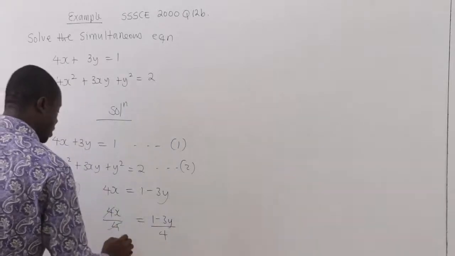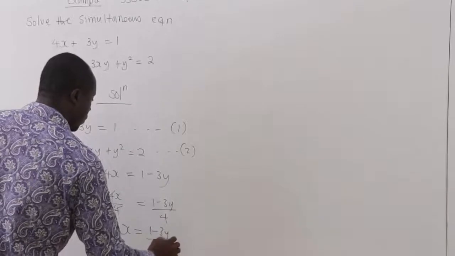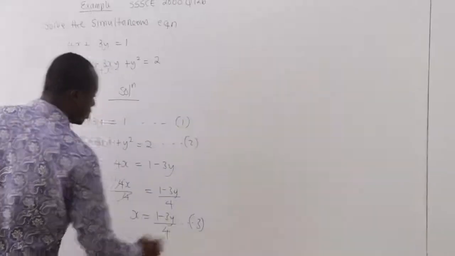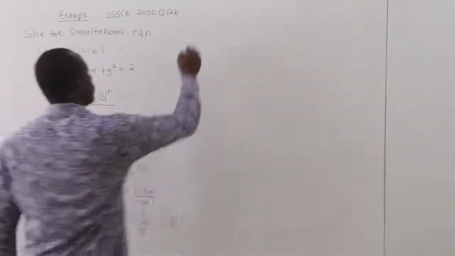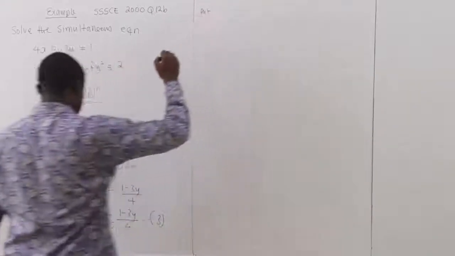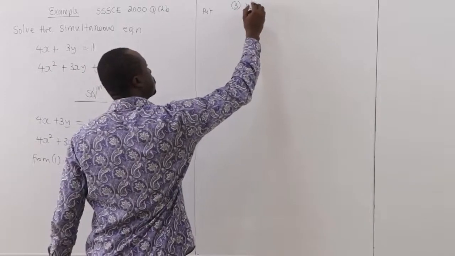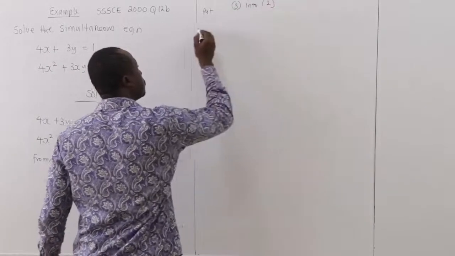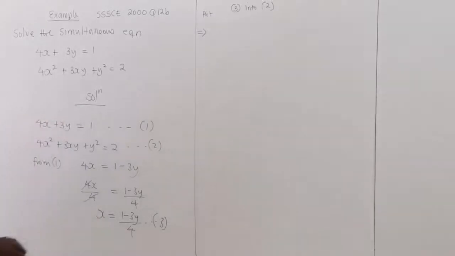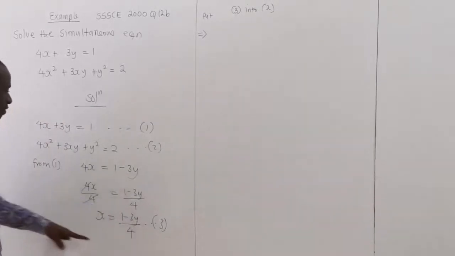So this is cancelling out that, so x is (1 minus 3y) over 4. Let's see, this is equation 3. So what do we do? We substitute equation 3 into equation 2. Wherever we see x, what are you supposed to put? The (1 minus 3y) over 4.